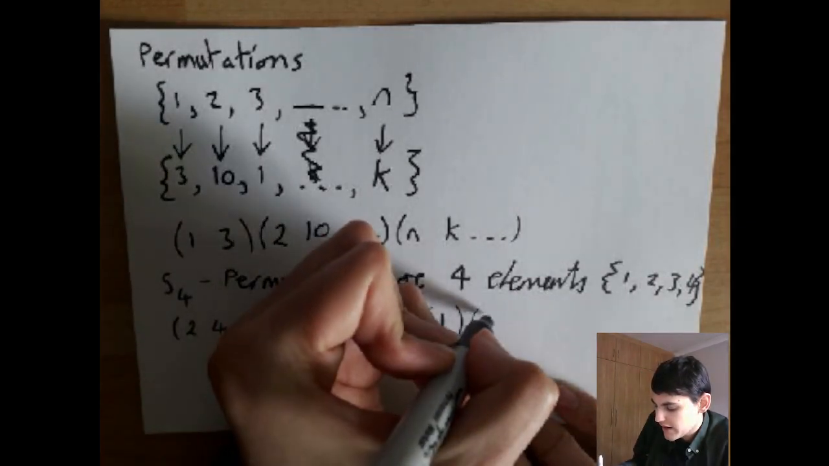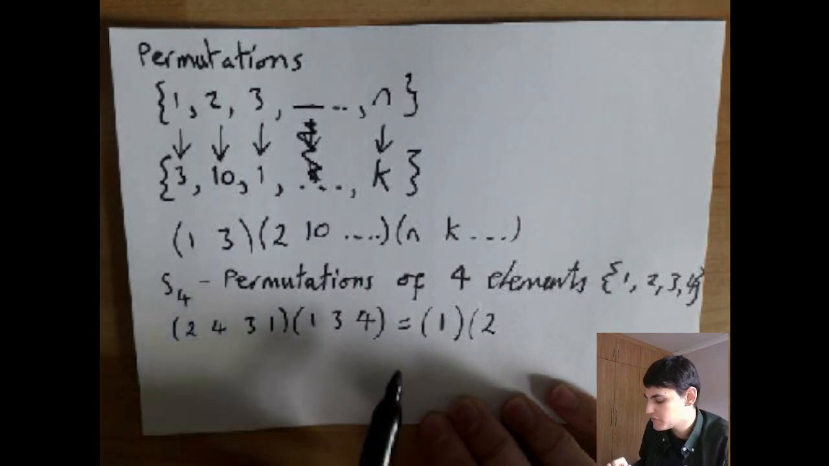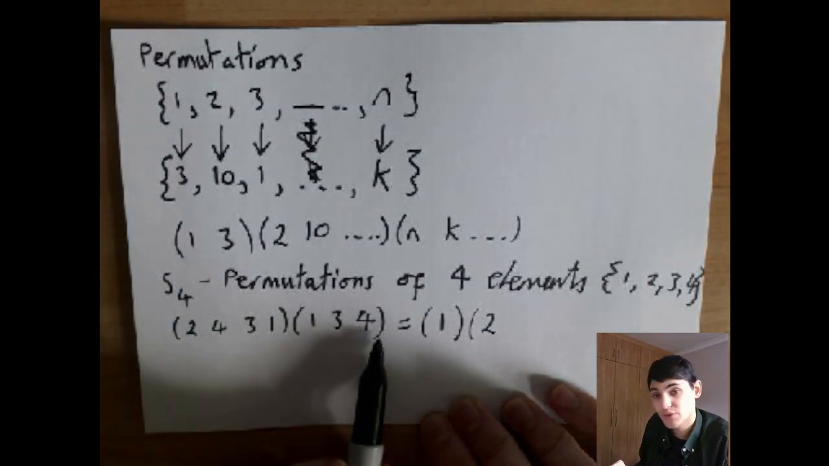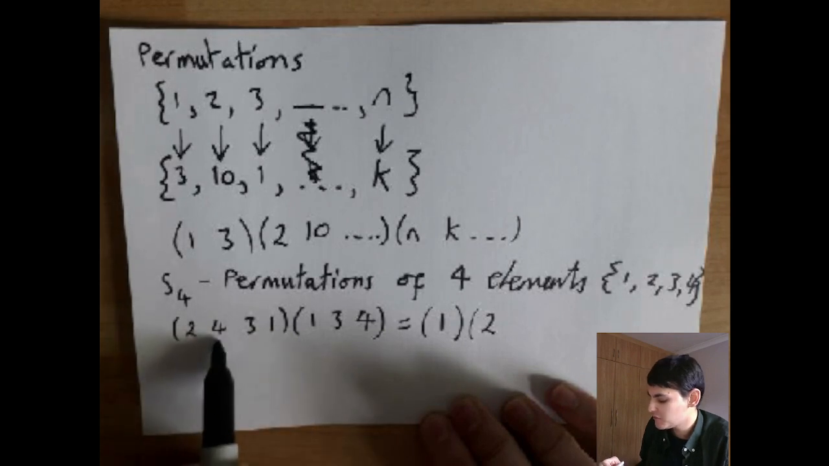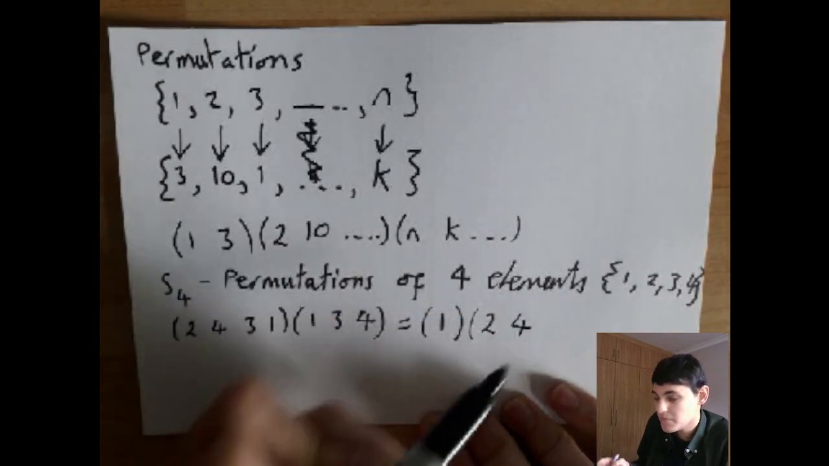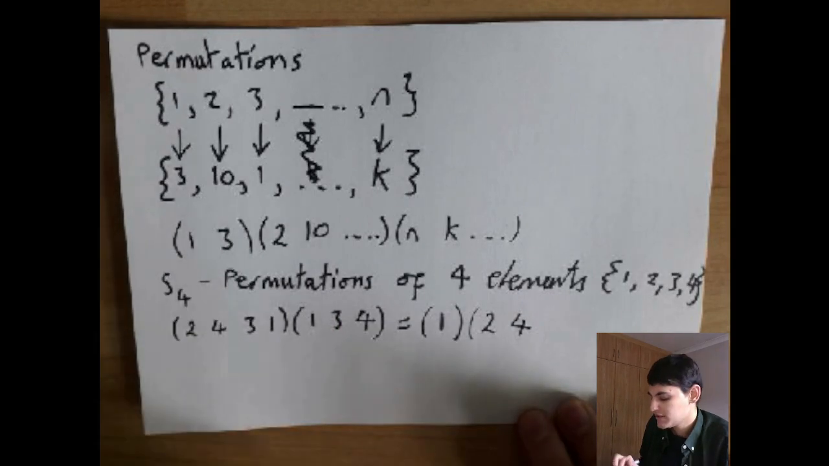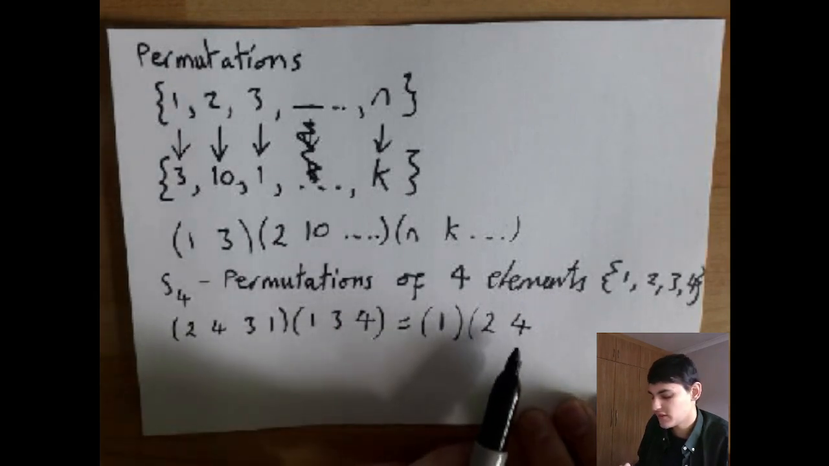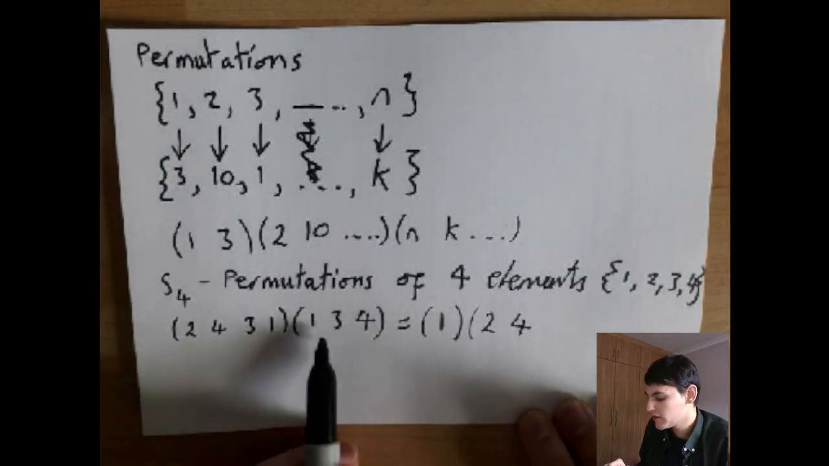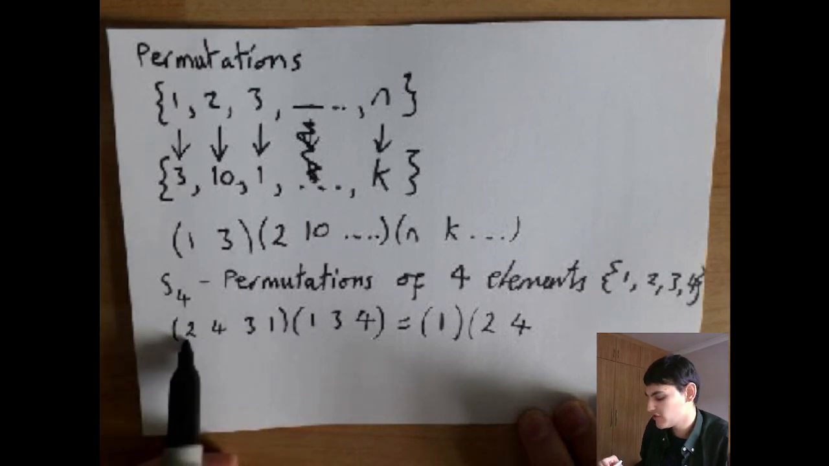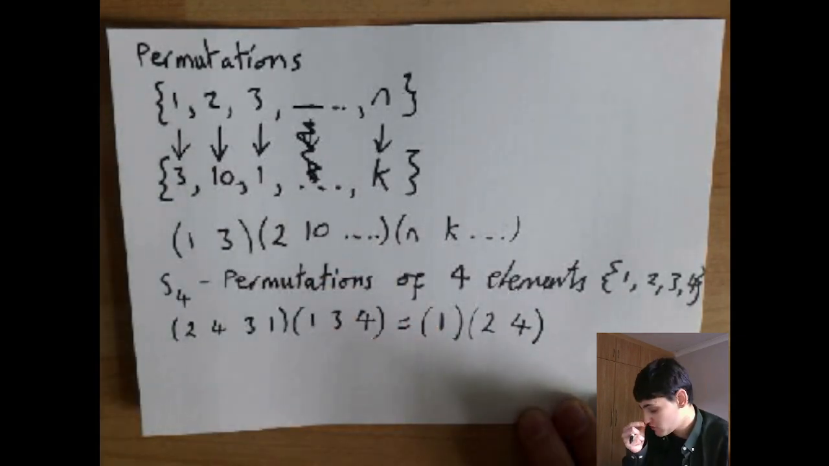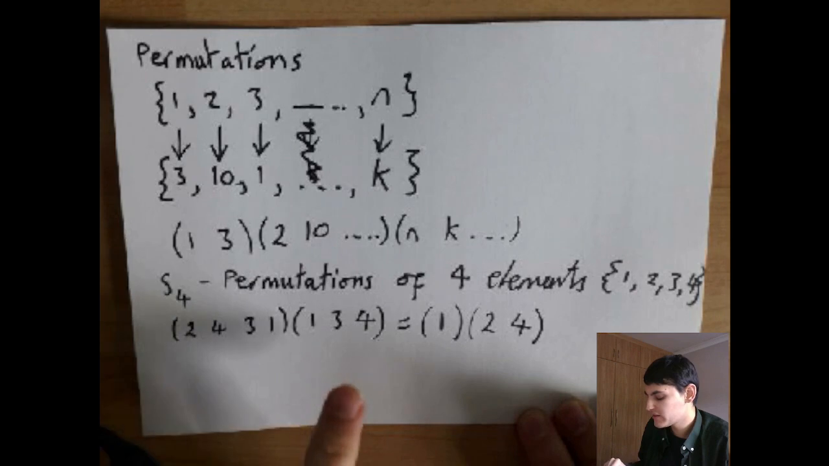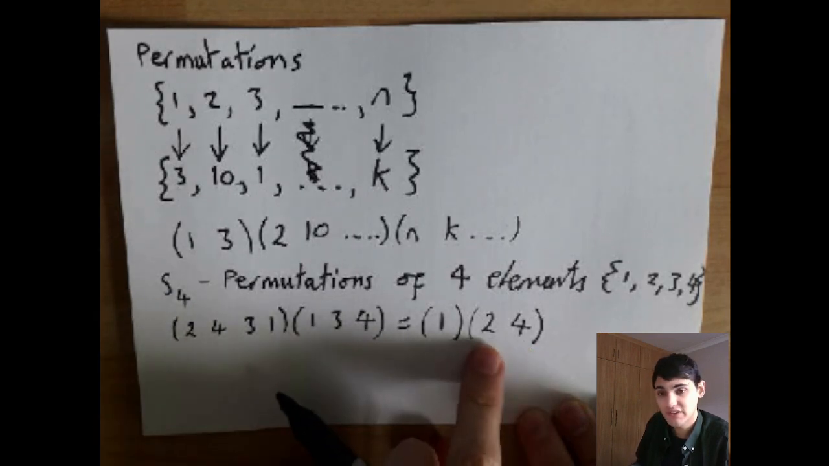Next, we have 2. 2 gets sent to itself in the first cycle, then gets sent to 4 in the second, so overall 2 gets sent to 4. 4 gets sent to 1 in the first cycle, and 1 gets sent to 2 in the second cycle. So overall, 4 gets sent to 2, so we can close that cycle off.